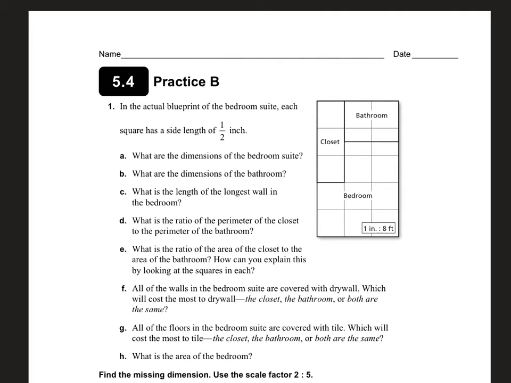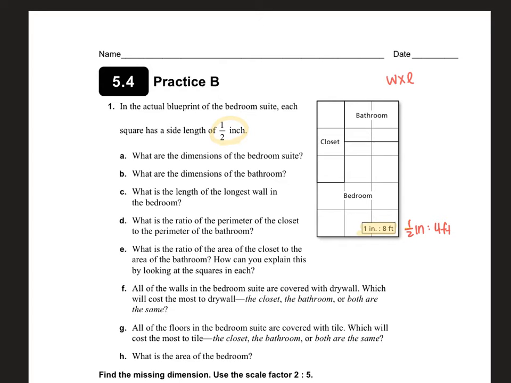Question A, what are the dimensions of the bathroom suite? To find the dimensions, it's going to be width times length. That's how you're going to work on all these questions that are asking for dimensions. What we have to remember is the ratio that's given for us. This is the scale: 1 inch equals 8 feet. They're telling us that each square has a side length of 1/2 inch. So for 1/2 inch, the sides are going to be 4 feet.